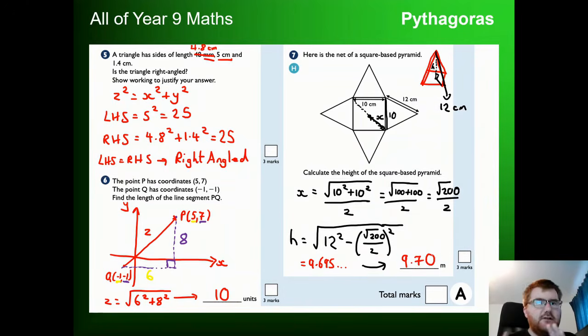So notice drawing that 3D representation really helped exactly what we're looking for in the question, and from there it's using that Pythagoras in a slightly unfamiliar context.